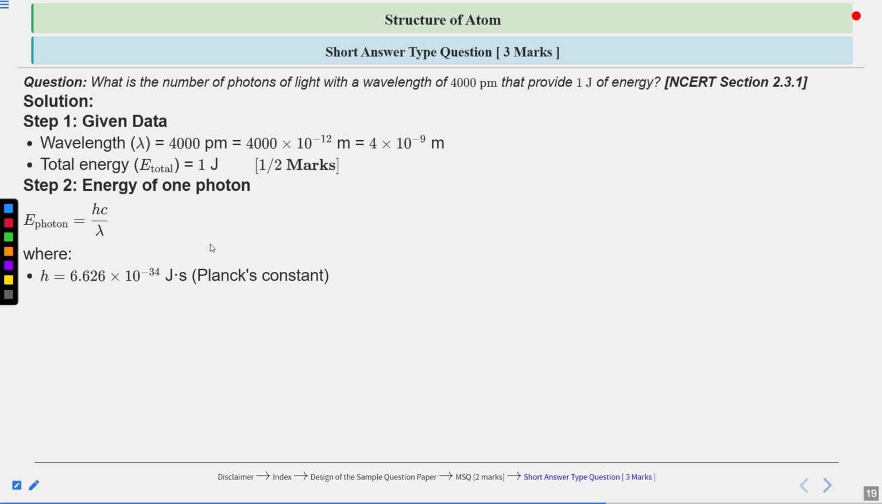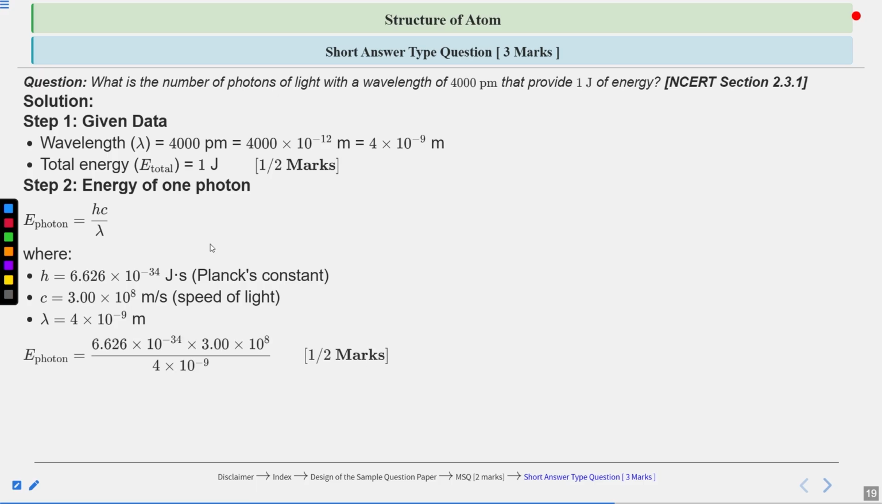Once again, h is Planck's constant, 6.626 into 10 to the power minus 34 joule second. c is the speed of light in vacuum, which is 3 into 10 to the power 8 meter per second. And lambda we have converted into meter as 4 into 10 to the power minus 9 meter. Now let us substitute all of these values in the first equation that we have seen. If you put the values also, you will get your half marks.